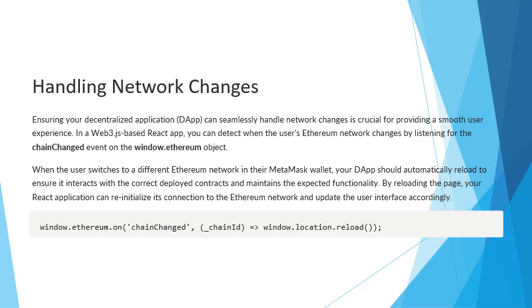Ensuring that a DApp can seamlessly handle network changes is crucial for providing a smooth user experience. In the Web3.js based React app, you can detect when the user's Ethereum network changes by listening for the changed event on the window.ethereum object. When the user switches to a different Ethereum network in the MetaMask wallet, your DApp should automatically reload to ensure it interacts with the correct deployed contract and maintains the expected functionality. By reloading the page, your React application can reinitialize its connection to the Ethereum network and update the user interface accordingly.